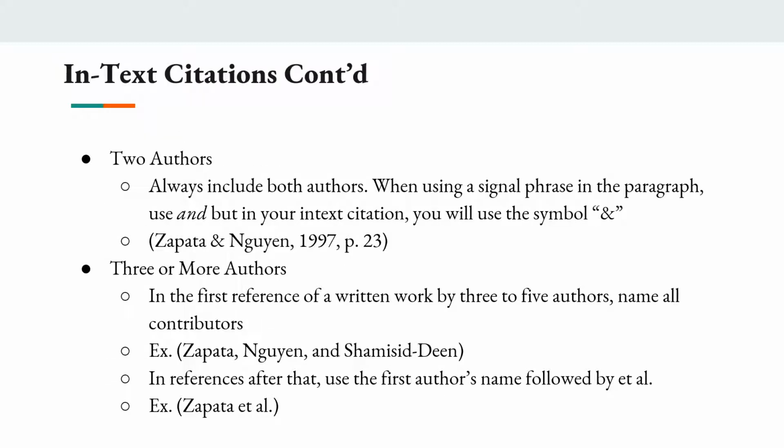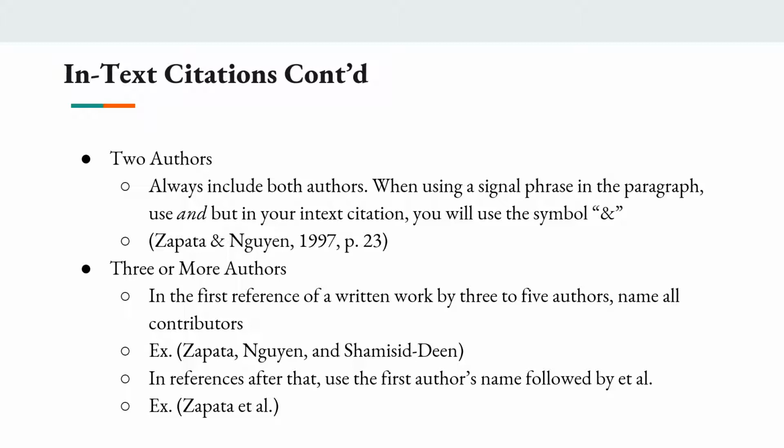In-text citations continued. Two authors. Always include both authors. When using a signal phrase in the paragraph, use "and," but in your in-text citation, you'll use the ampersand symbol. Example: Zapata and Wynne, 1997, page 23.